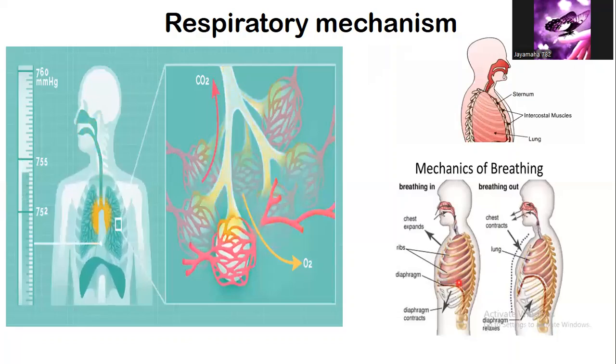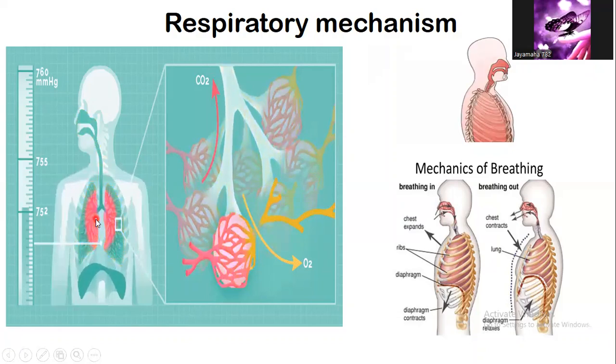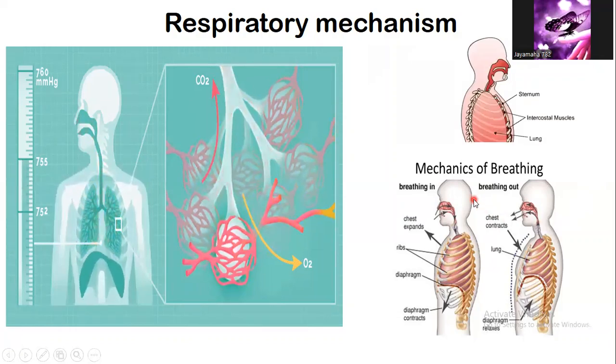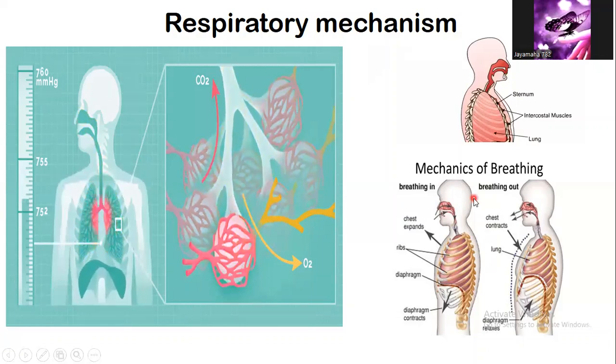Next, we will go towards expiration. In this animation, you can see the pink color being expired from your respiratory system. Expiration is also called exhalation, the process of breathing air out from your lungs.